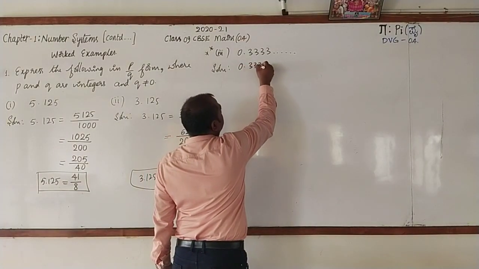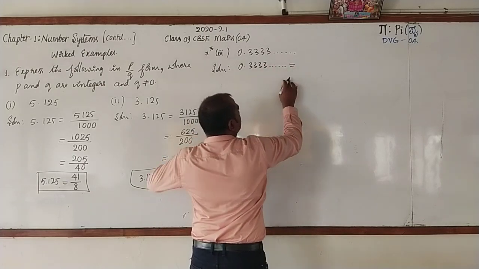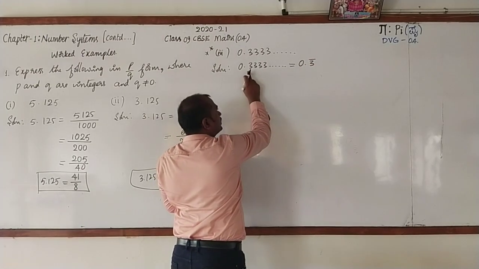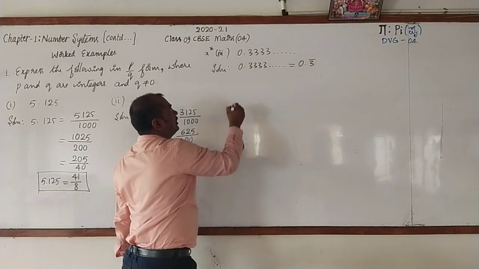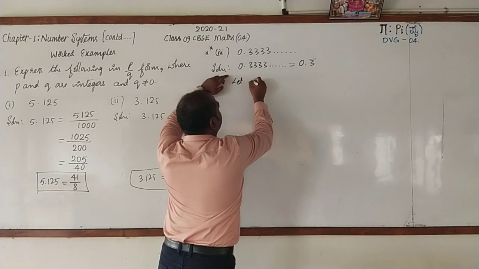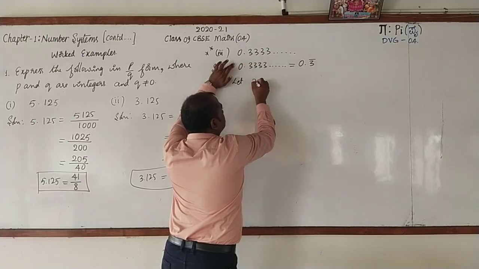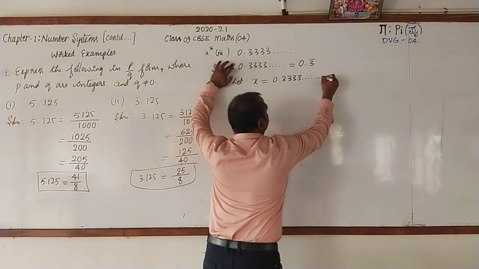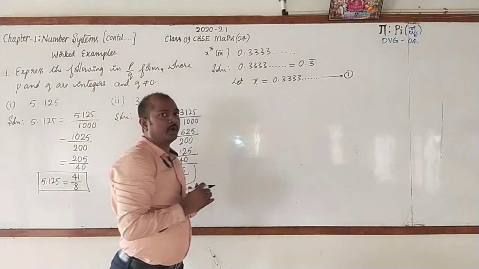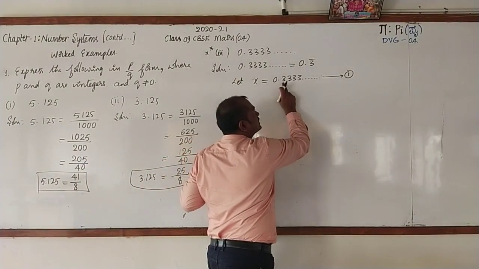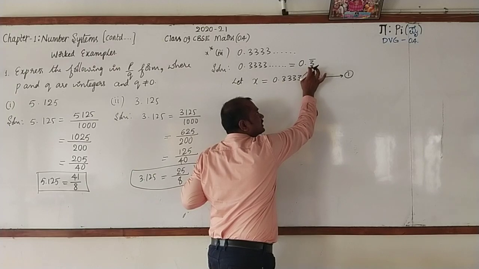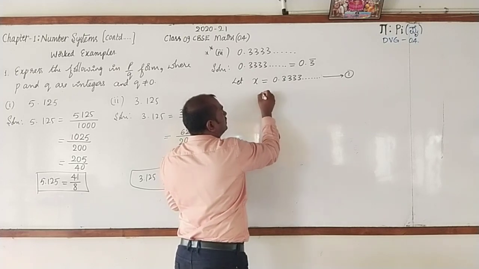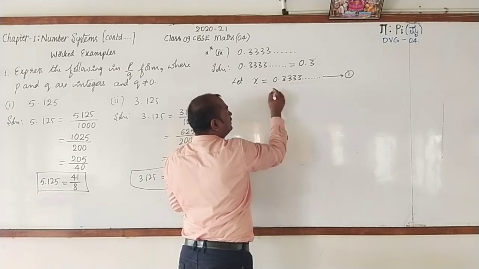Here 0.3333 and so on is equal to 0 point repeating block, let us represent it with 3 bar because only one digit is being repeated. Now let us come to know that. Let us assume the given number as x, that is x equal to 0.3333 and so on. You may call it equation 1. Now could you tell how many digits are being repeated? Only one digit, that is 3. 3 is being repeated.